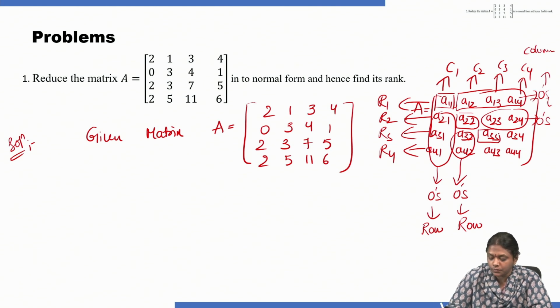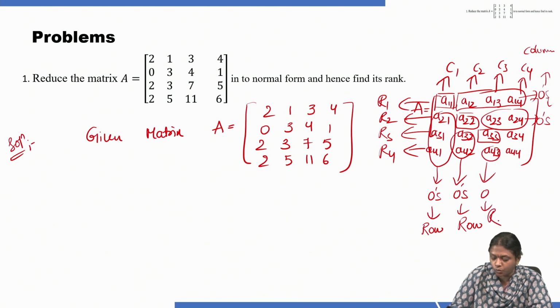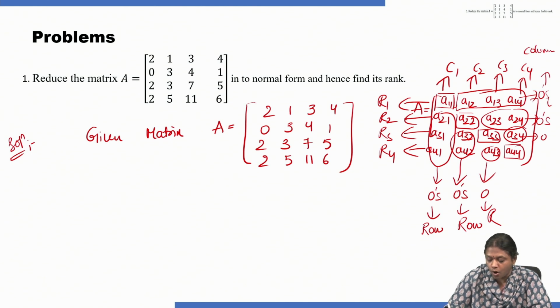Now, the third step is with the help of this A33, I need to make the down element equal to 0 with the help of row operations. And immediately with the help of C3, I need to make this element equal to 0 with the help of column operations. So, except the diagonal elements, the above upper triangular matrix and the below lower triangular matrix, both are equal to zeros. That means what I am going to get here, except the diagonal elements, the below and above triangular, all elements are going to be 0.